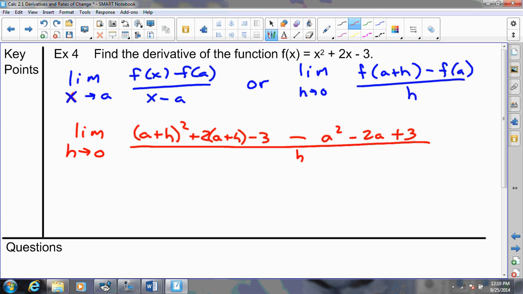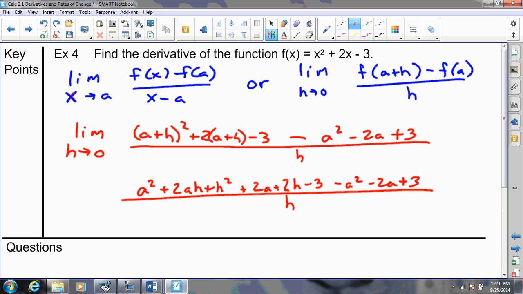All right, a plus h quantity squared is a squared plus 2ah plus h squared. Distributing, we have 2a plus 2h minus 3 minus a squared minus 2a plus 3. Now we've got a lot of stuff that we can start canceling as h approaches 0. So let's look for stuff that cancels: a squared, 2a, and the 3's.